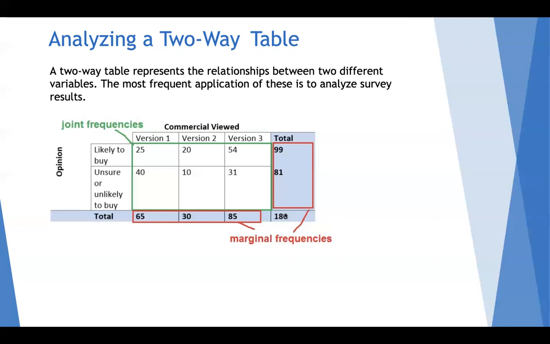And this is important because the most frequent application of two-way tables, whether it's on a standardized test or even in real life, is to analyze survey results because it really shows you the relationship between the different variables. And this total number of respondents is really important when you're trying to pick out data in relationship to the whole group.